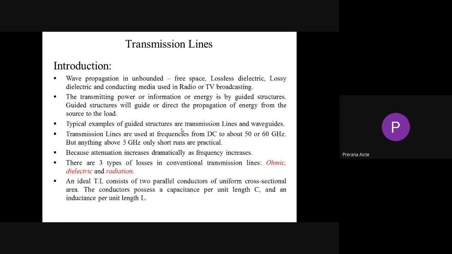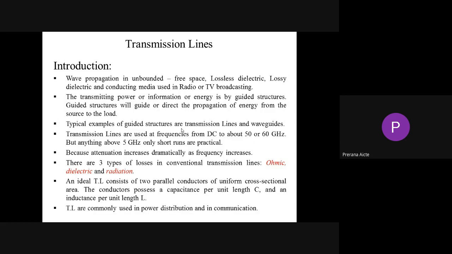Next. An ideal transmission line consists of two parallel conductors of uniform cross-sectional area. The cross-sectional area of the two parallel conductors is the same. The conductors possess a capacitance per unit length C and an inductance per unit length L. So for a transmission line over a very large distance, what is the capacitance value per unit length, and what is the inductance value per unit length? But these two parallel conductors have the same cross-sectional area.